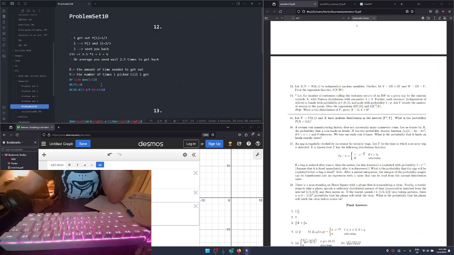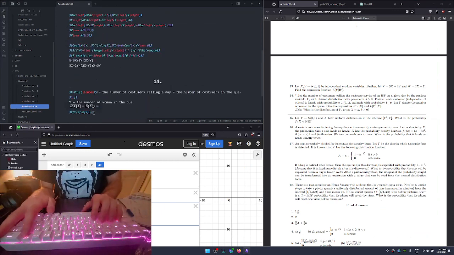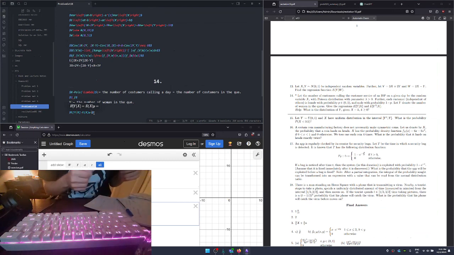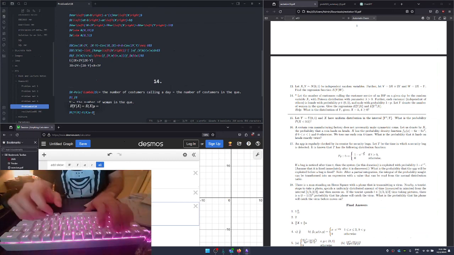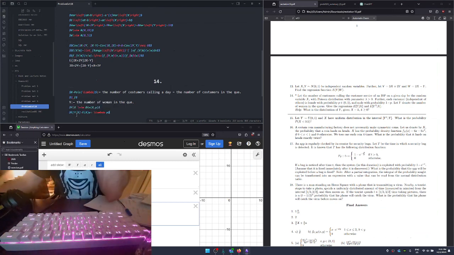It's the same thing as I did right here. No, not really, but it's just the expected value of x times p. X is Poisson with lambda, and for a Poisson distribution the expected value is just lambda, so it's lambda times p. Because the expected value of x is just lambda. So the number of customers calling the customer service in a given day is a random variable.